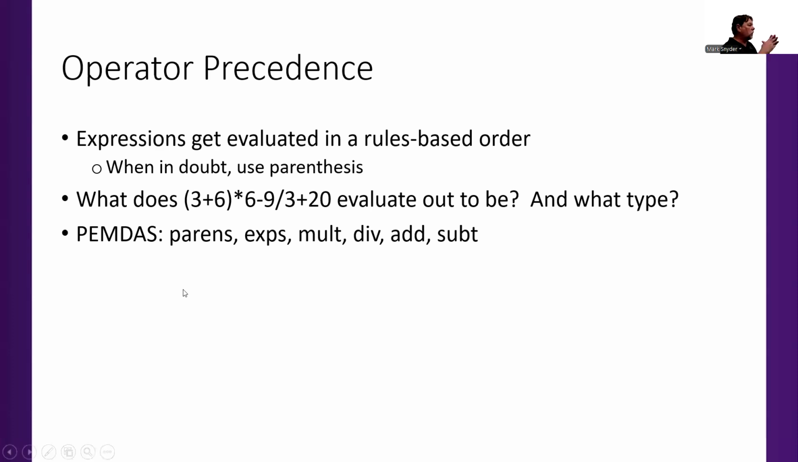So you look from left to right. Okay, do I have any parentheses? Okay, yeah, let me do those first. So 6 plus 3 is 9. So you replace that part of the expression with 9. I don't see any other parentheses. So going left to right, 9 times 6 is 54. 9 divided by 3 is 3. And now all I have left is add and subtract. So 54 minus 3 plus 20. Now, 54 minus 3 is 51, plus 20 is 71.